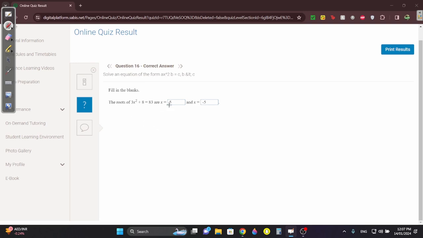Okay, this one, the roots. How do you solve? Take 8 to the other side. So 3x squared equals 75. Divide by 3, you'll get x squared equals 25. And then take the square root of both sides, you'll get x equals plus minus radical 25. So 5 and negative 5. And I'm going to go through them quickly.